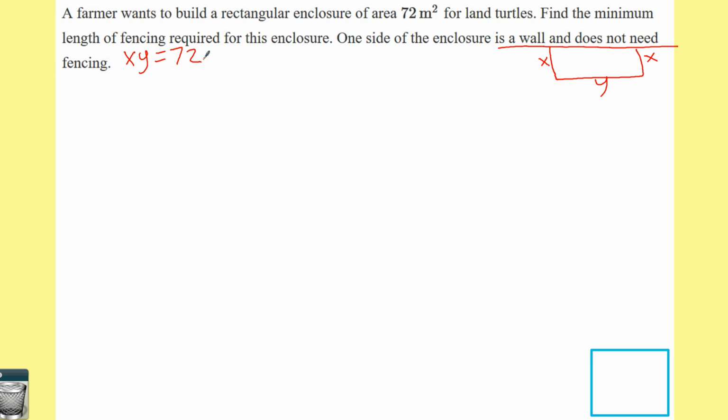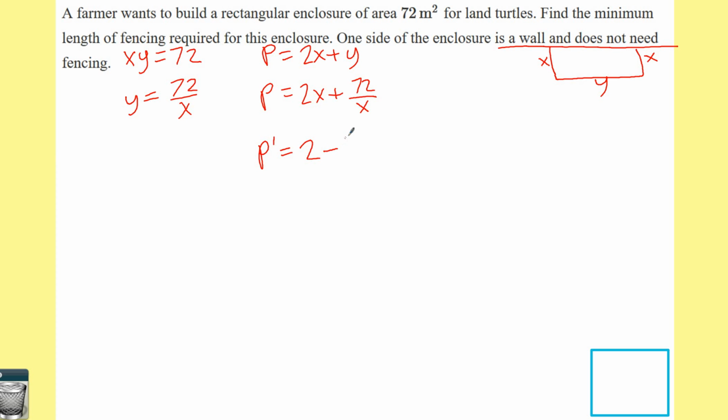And we want to find the minimum length of fencing, so the perimeter for this enclosure would be 2x plus y. Well, we need to replace a variable. So let's replace the y with 72 over x. So now our perimeter is 2x plus 72 over x. We take the derivative of our perimeter and get 2, what is that, minus 72 over x squared.